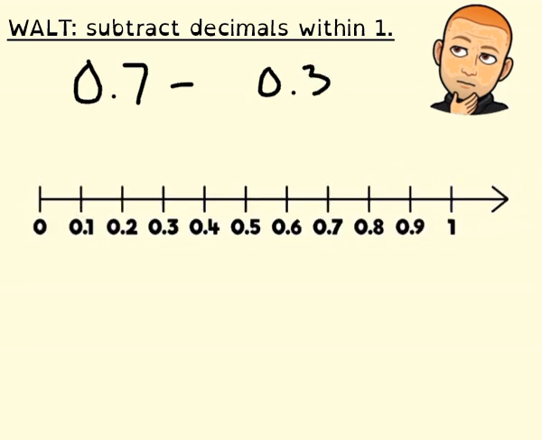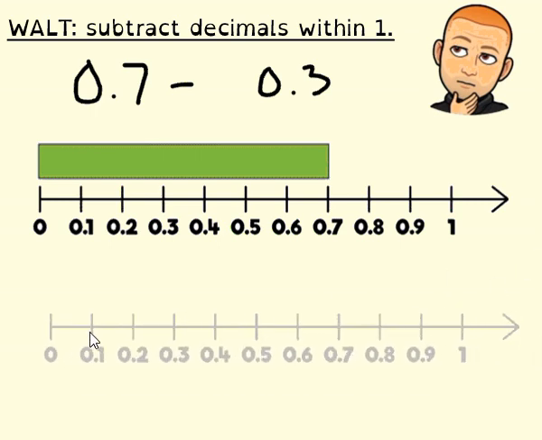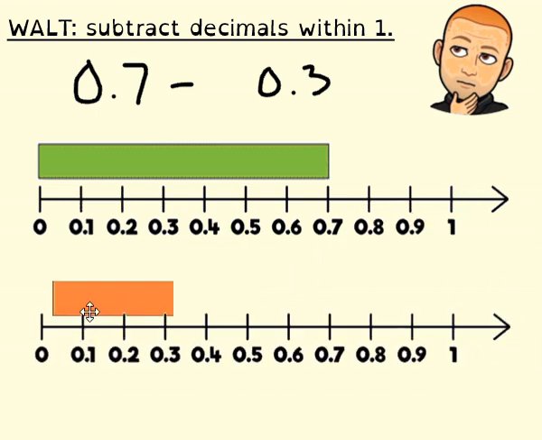I'm going to represent 7/10 on a number line like this. I'm going to have a second number line where I'm going to represent 0.3. What I need to do is take off 0.3 from 0.7. So to do that, I can drag it over the top like so, put a line through it because I'm subtracting it, and you can see that what I have remaining is 0.4 or 4/10.